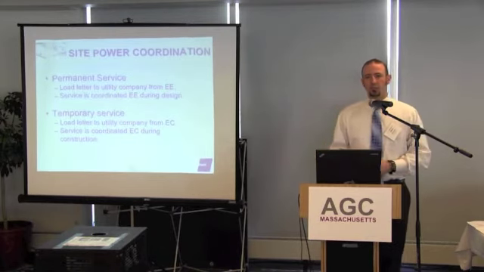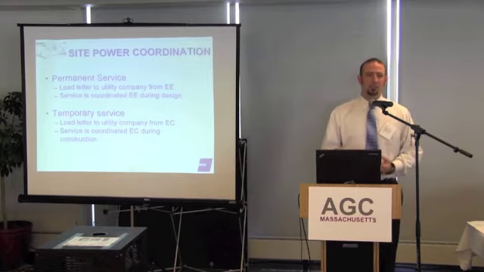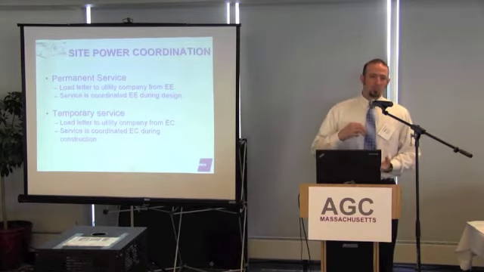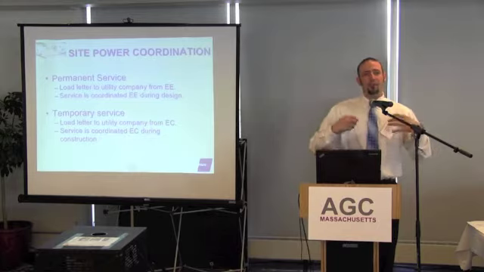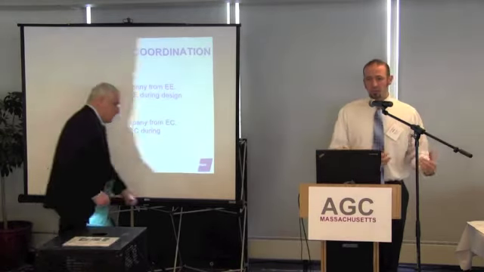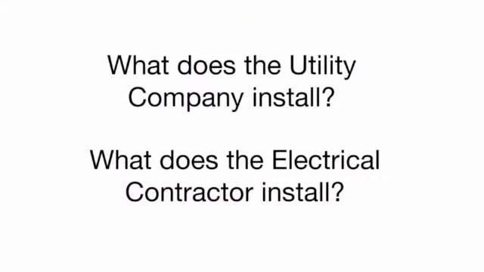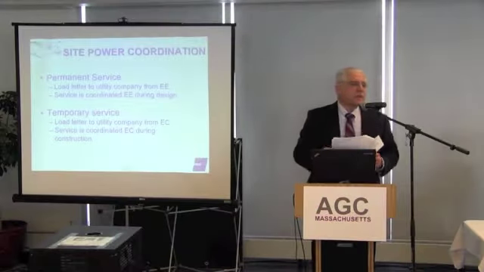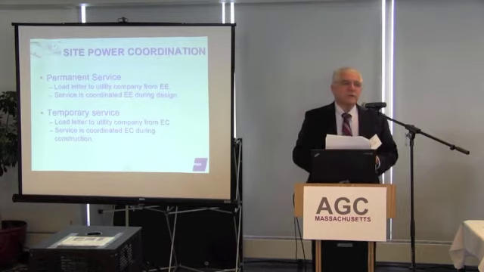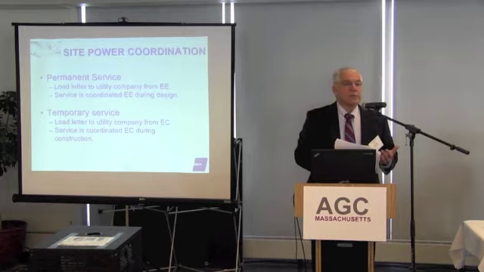And we do that in conjunction with something called a load letter. A load letter tells them how much capacity is being drawn from their transformers or from their utility lines. So the question is, can we differentiate what the requirements or the responsibilities of either the utility contractor, the utility company, or the electrical contractor?